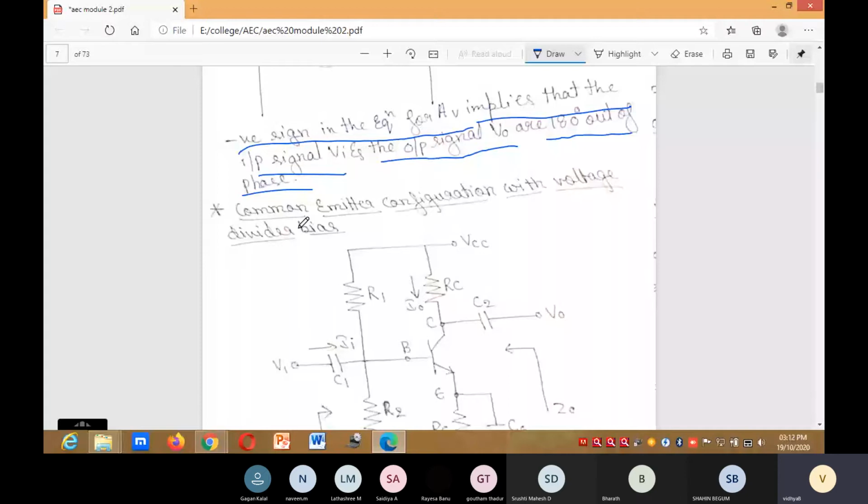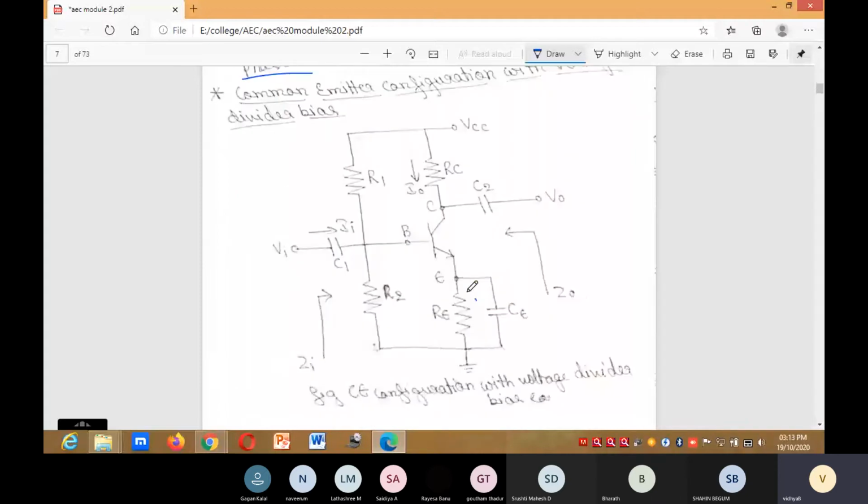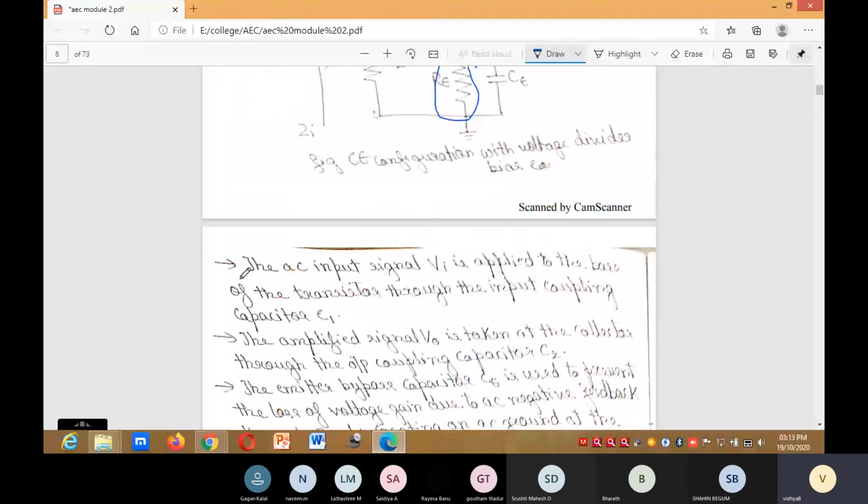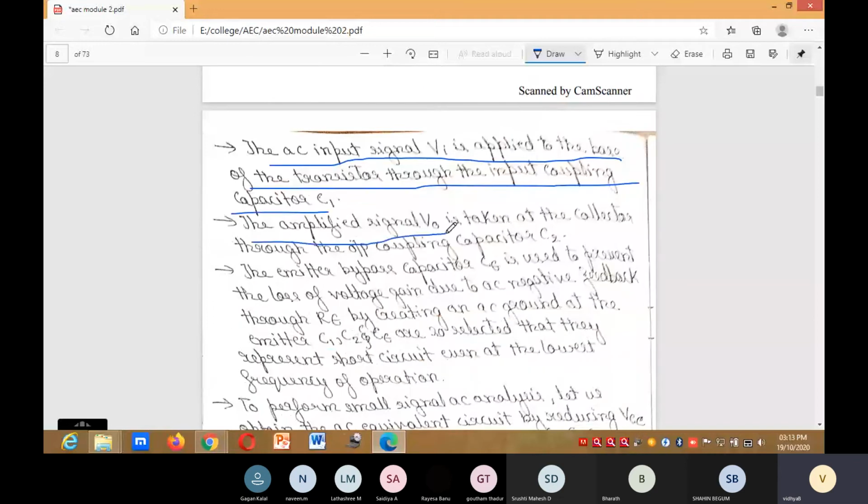In this case, we will get RE. I think you remember the voltage divider bias from the first module. Same diagram for voltage divider bias. In this topic, the AC input signal Vi is applied to the base of the transistor through the input coupling capacitor C1. The amplified signal V0 is taken at the collector through the output coupling capacitor C2.